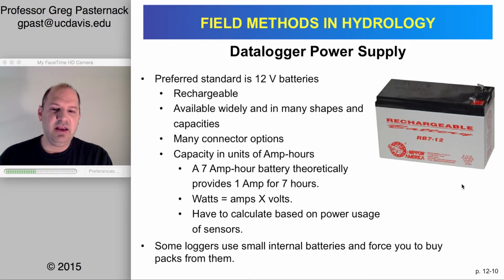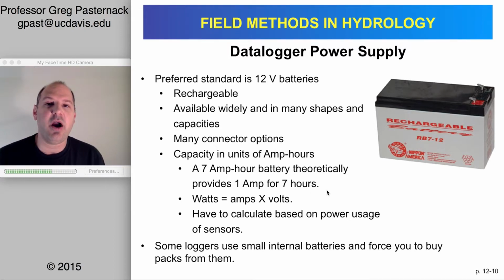Typically, a battery that is like a 7 amp hour battery is going to be pretty good for most applications. So a 7 amp hour battery provides 1 amp for 7 hours. But data loggers usually don't require an amp. They might require a milliamp. So it's relatively low, and therefore they could go substantially longer than just 7 hours.